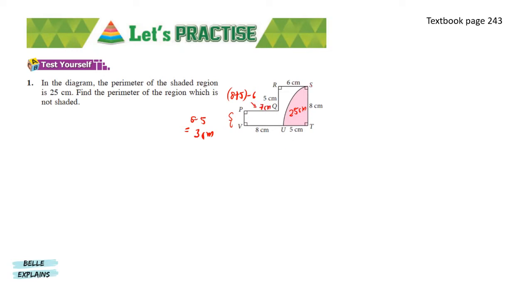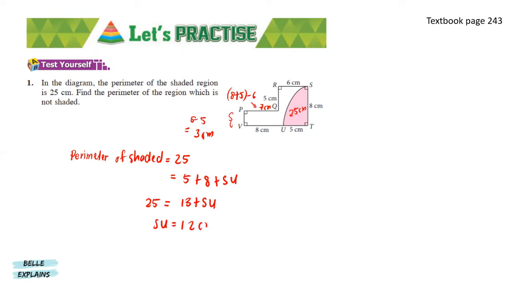So another unknown side will be SU. So let's find SU. We know that the perimeter of the shaded side is 25 cm. So the perimeter also equals 5 plus 8 plus SU. So that will be 25 equals 13 plus SU. So SU gives us 12 cm. So now that we know this curve length, we can find the perimeter of the unshaded region.